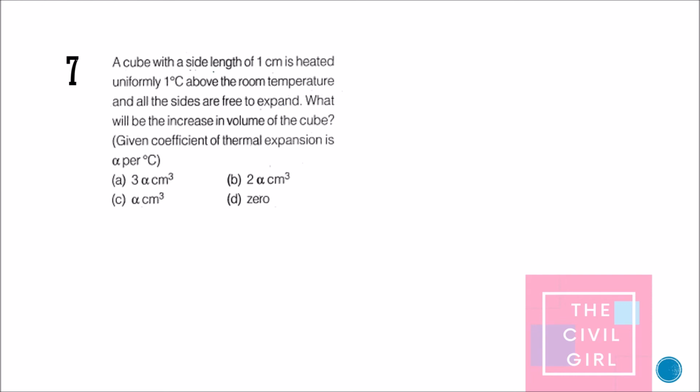Next question: a cube with side length 1 centimeter is heated uniformly to 1 degree centigrade above the room temperature, and all the sides are free to expand. What will be the increase in the volume of the cube? The coefficient of thermal expansion is alpha per degree centigrade. They have asked for delta V, that is, the change in volume.